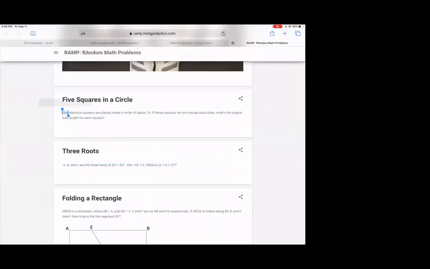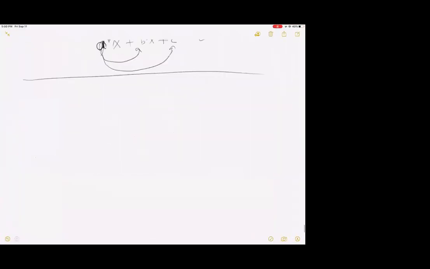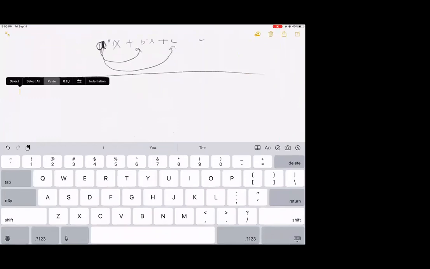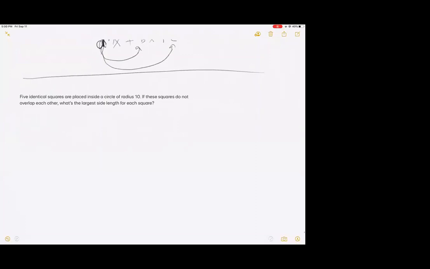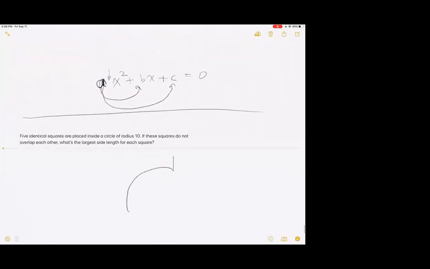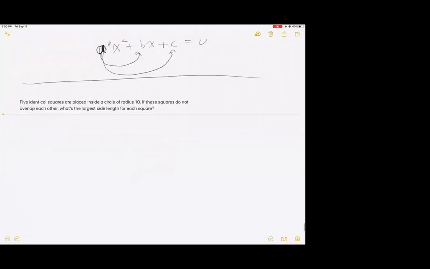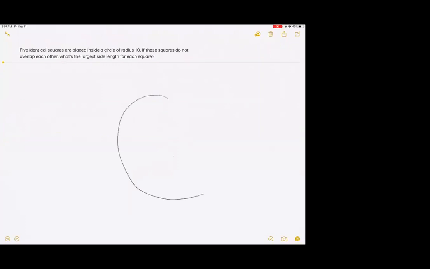Yes, I can. The last one is 5 squares in a circle. I'm putting 5 identical squares in a circle of radius 10, and these squares do not overlap each other. Come on, this is not a circle. Let's do this, a little more like a circle. Okay, Kyle, go ahead. The question asks what's the largest side length for the square.